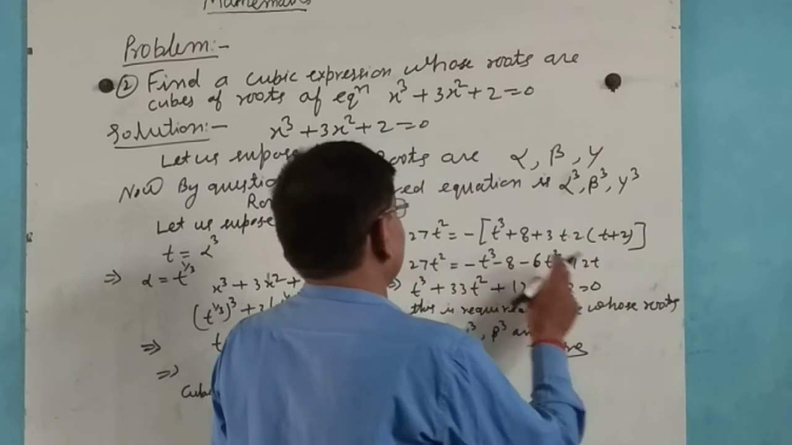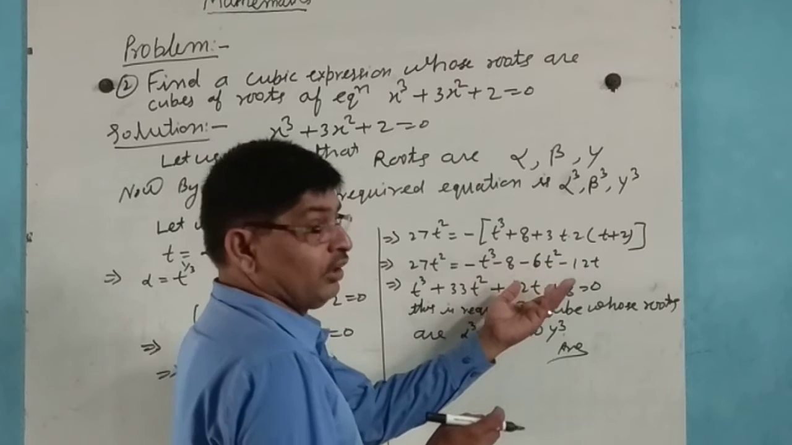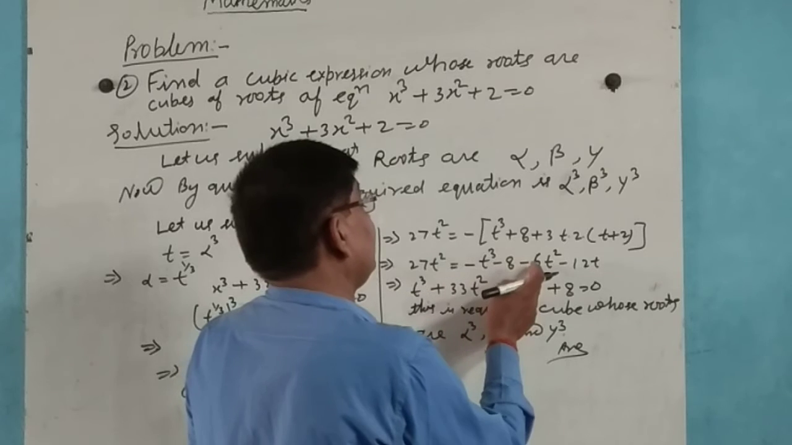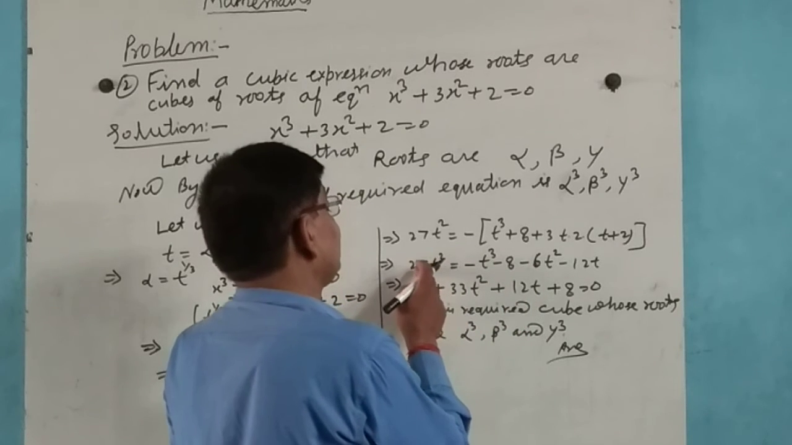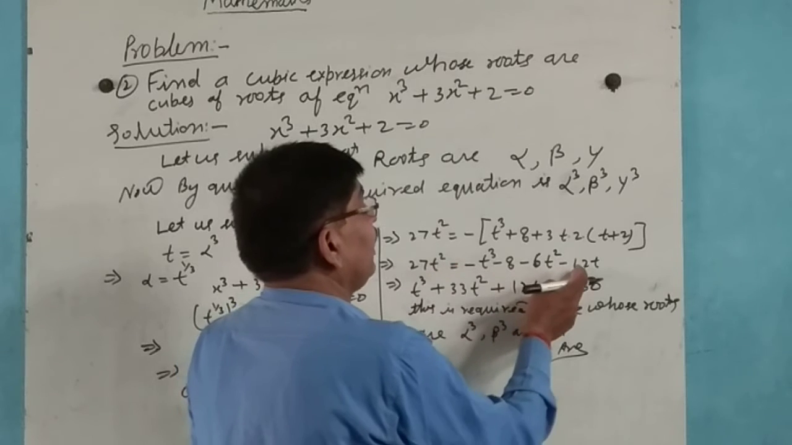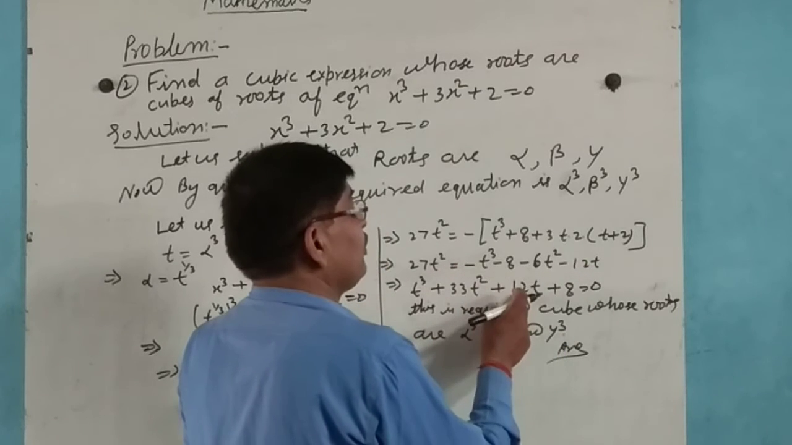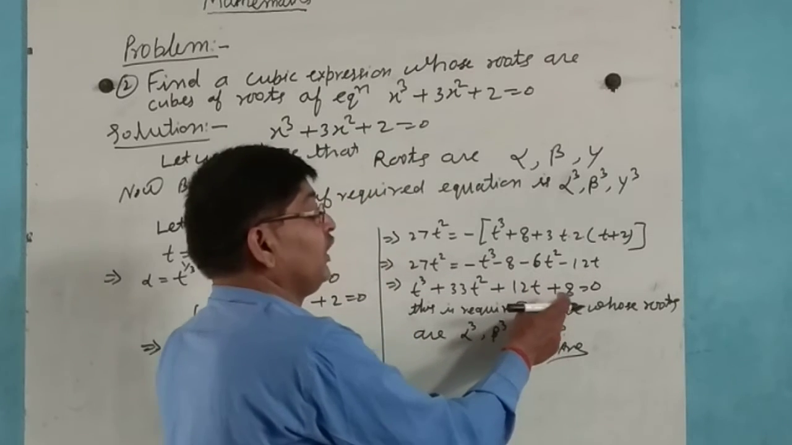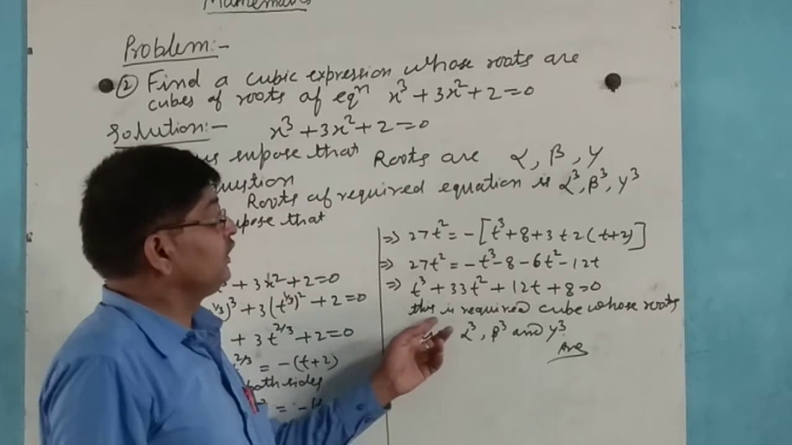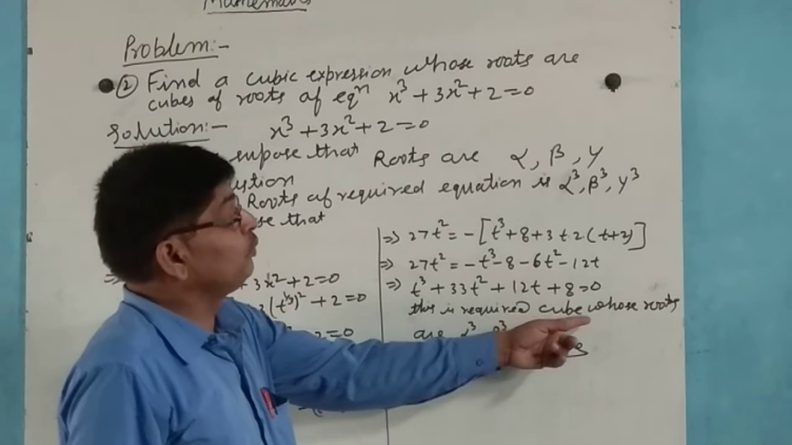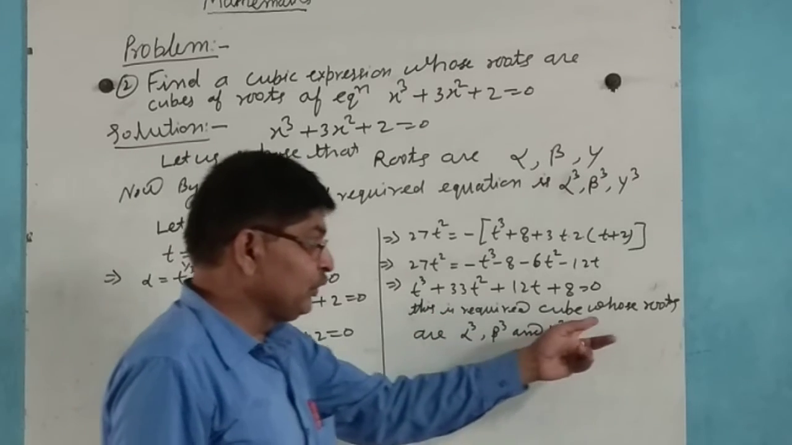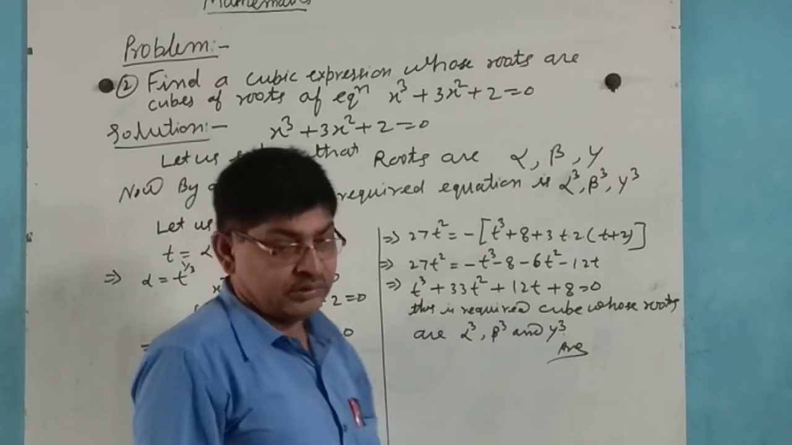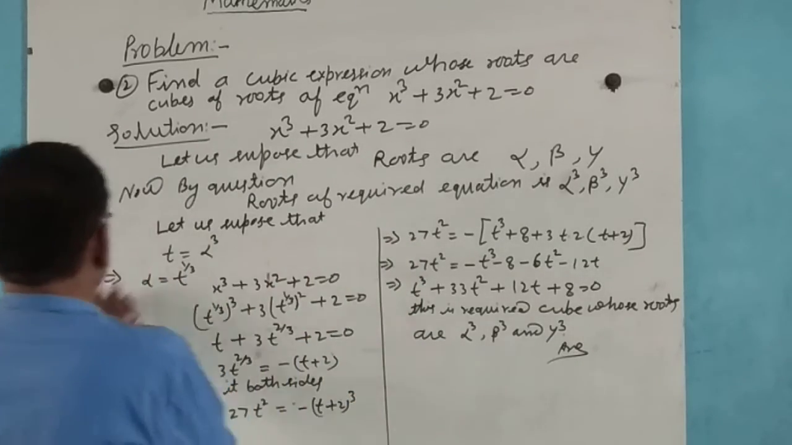This becomes negative. So we move all the expression to one side: plus t cube, plus 6t square and 27t square, that is 33t square, minus 12t, plus 12t... and again plus 8 equal to 0. This is the required cubic whose roots are alpha cube, beta cube and gamma cube. That is the answer. Now, next problem.